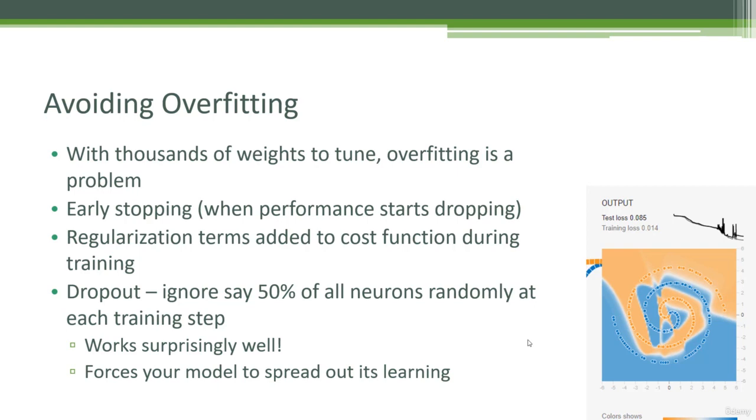But a surprisingly effective technique is called dropout. And again, it's an example of a very simple idea that is very effective. The idea is just to ignore, say, half of the neurons randomly at each training step. Pretend that they don't exist at all. The reason this works is because it forces your model to spread out its learning. If you're taking away half of its brain, if you will, at each training step, you're going to force the remaining half of those neurons to do as much work as possible. So this prevents individual neurons from taking on more of the work than they should.